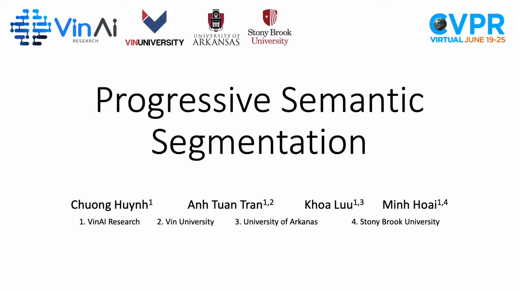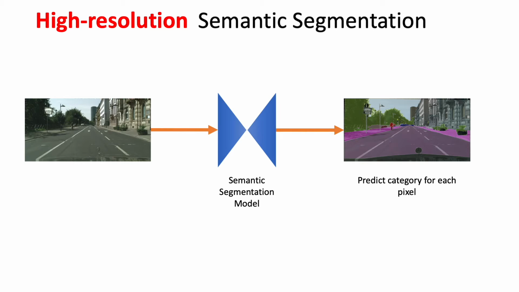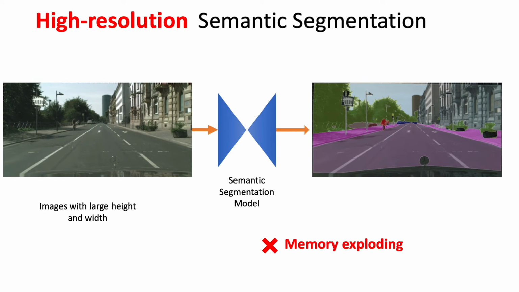We would like to present our paper Progressive Semantic Segmentation in CVPR 2021. Image semantic segmentation is the task where, with an input image, the model needs to classify each pixel to the predefined categories. In high-resolution semantic segmentation, the input image is in a very large size, more than 4 million pixels. This task causes the memory to explode when feeding the whole image to the model.